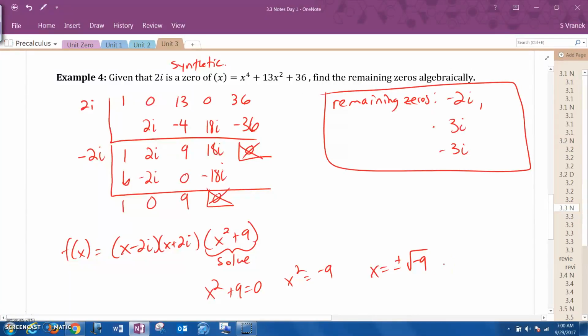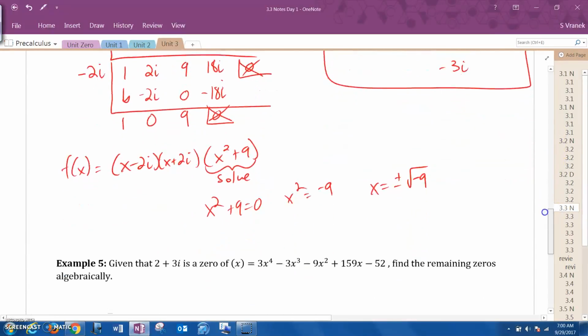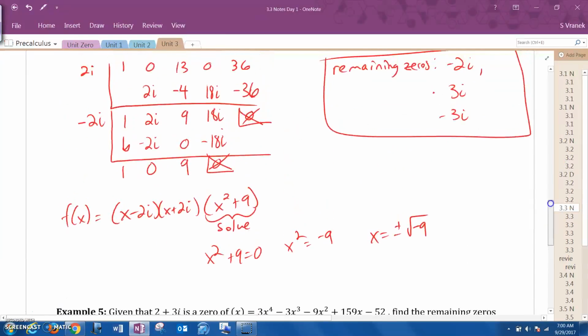So again, you can use synthetic division with imaginaries. And actually, we're going to do one with a more complex problem, but that's going to be on the next video. But we're going to finish this note sheet on the next video.